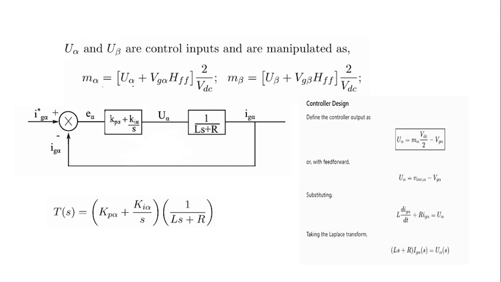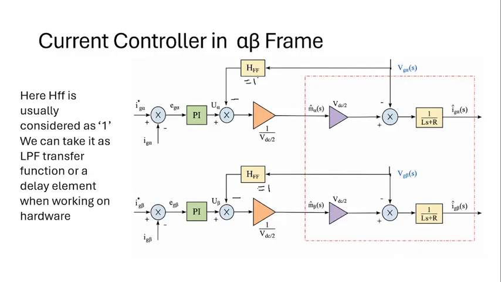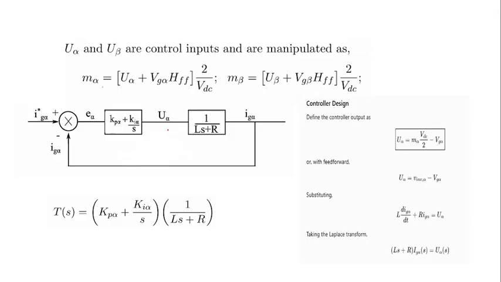So M alpha can be taken as U alpha plus VG alpha into HFF. See this. So this is M alpha. This is considered as 2 by VDC times U alpha plus VG alpha into H alpha. So where M beta is like this.